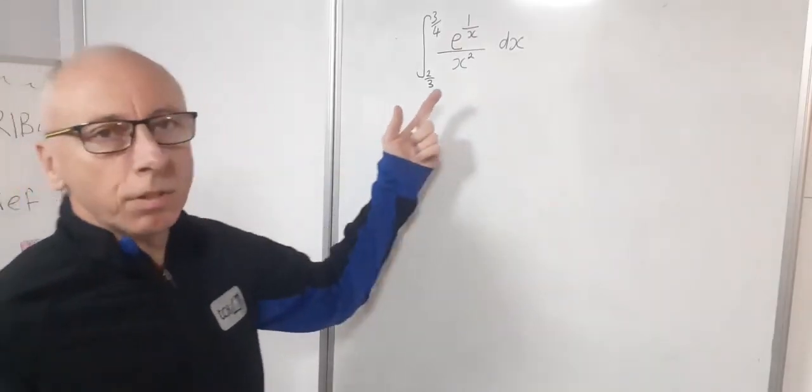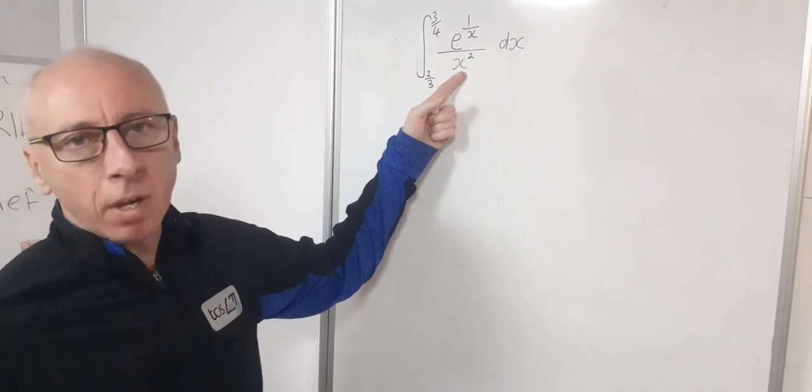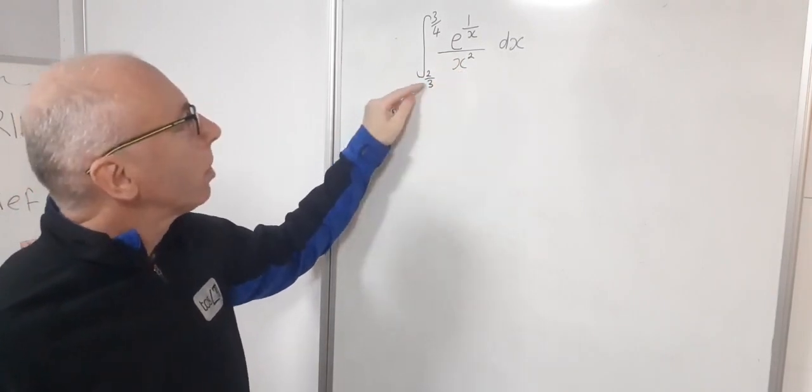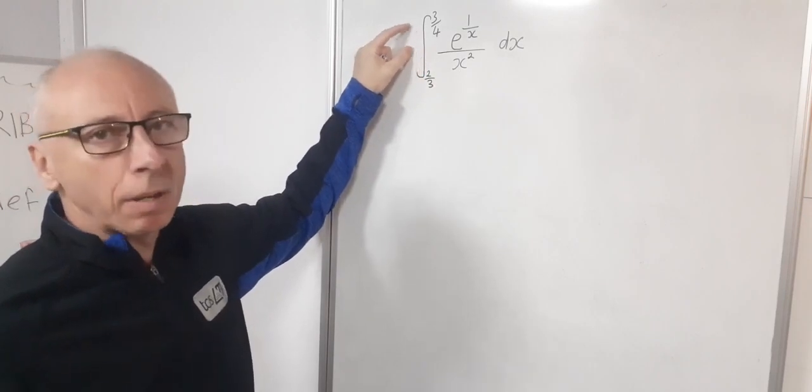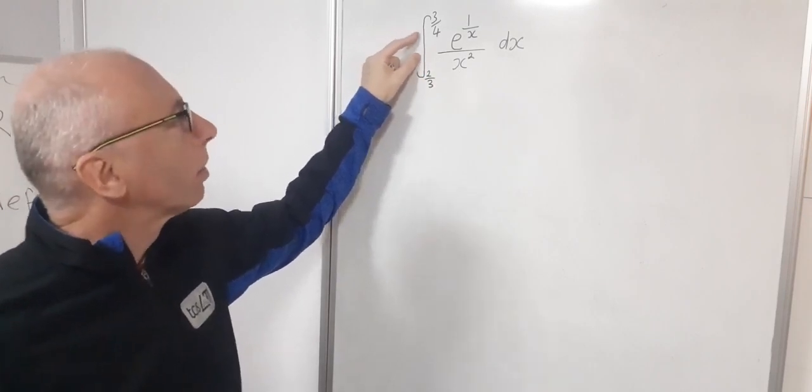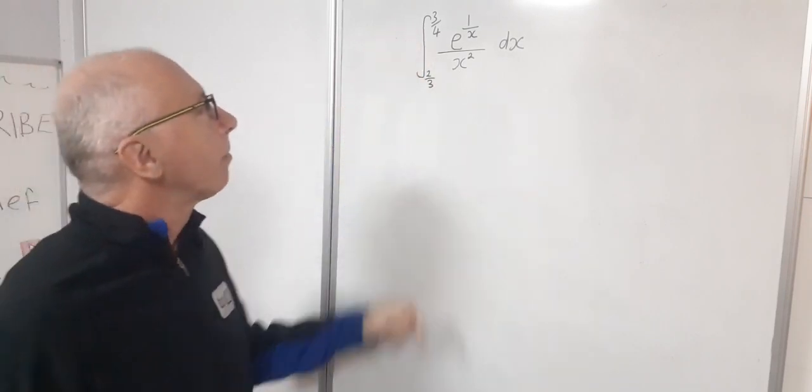Okay, let's do this integral. e to the 1 over x divided by x squared, with limits from 2/3 to 3/4. So we've got very close limits here. This could be quite a tight integral, so let's work this out.